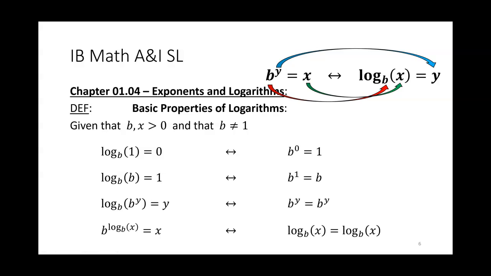You can't take the log of a negative number, so the x value can't be negative or 0. And the base of an exponential and the base of a logarithm have the same rules: that base can't be negative, it has to be positive and not equal to 1. So you have your basic one, log base b of 1 is always 0. That's equivalent to a to the 0 equals 1, right? We've seen that property before. Log base b of b is equal to 1. Well, that's just saying that b to the first is equal to b.